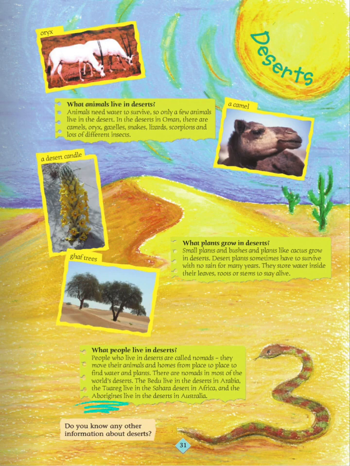And finally, what people live in deserts? People who live in deserts are called nomads. They move their animals and homes from place to place to find water and plants. There are nomads in most of the world's deserts. The Bedou live in the deserts in Arabia, the Tawarid live in the Sahara Desert in Africa, and the Aborigines live in the desert in Australia. And do you know any other information about deserts? You can write it here.